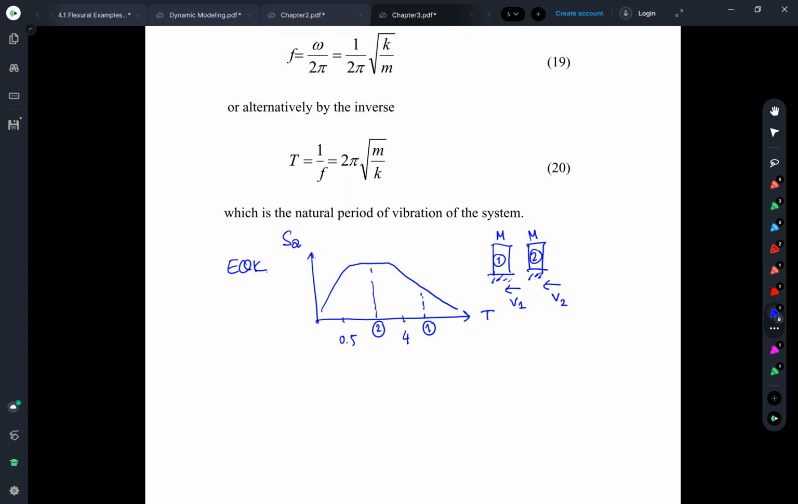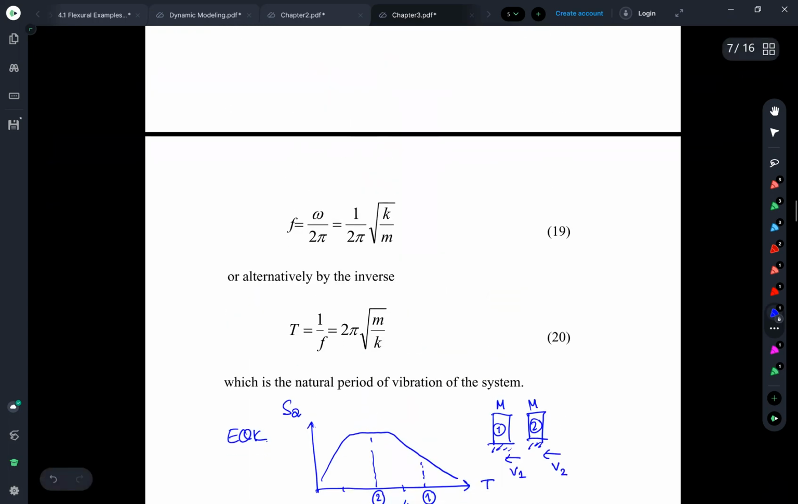That's why I would ask you, at least at this moment, please try to remember or imagine this. You should be able to feel how the frequency or the period of the building changes when you change the mass, the stiffness, or the damping. And look at equations number 19 and 20.